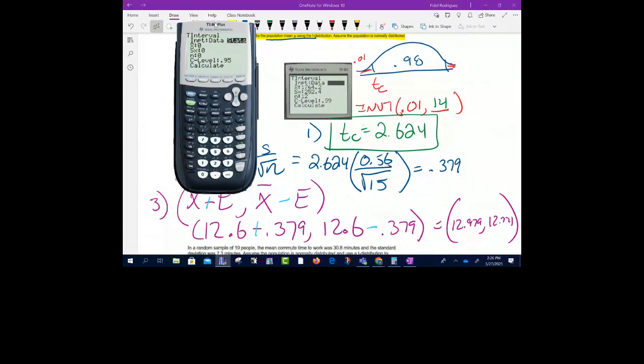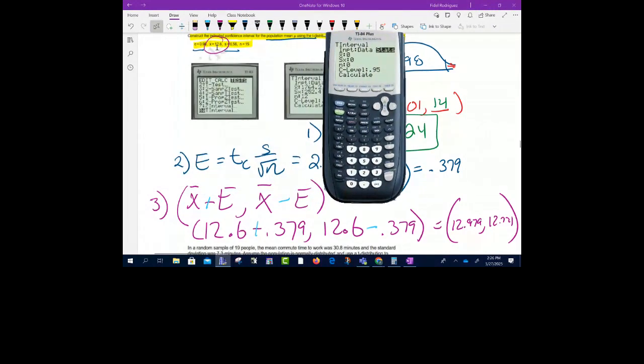Y'all, all I'm going to do here is start entering my numbers in. My X bar, in this case, y'all, was 12.6. Our sample standard deviation, y'all, was 0.56. Our N in this case, my friends, was 15. And our confidence level, I believe we said 0.98, right? Because it was a 98% confidence level. And I'm going to hit calculate, and I'm going to let it do its thing.